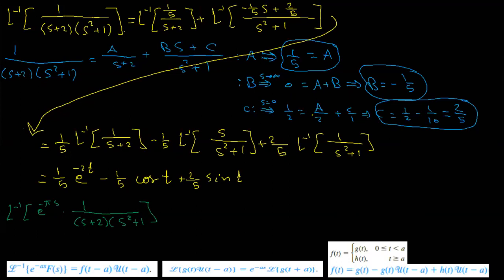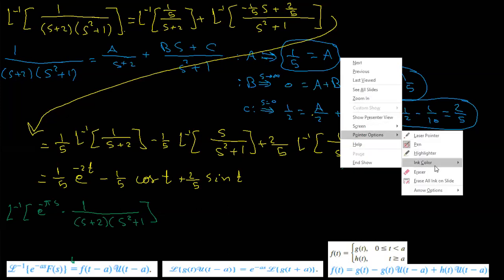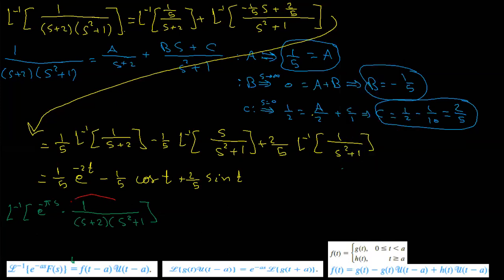You have a product here between two functions and you need to find, do we have a rule similar to this? Yes, it is this one. Notice here you have e to the negative, and you have e to the negative times F(s). Where is your F(s) now? The fraction. This is my F capital of s.